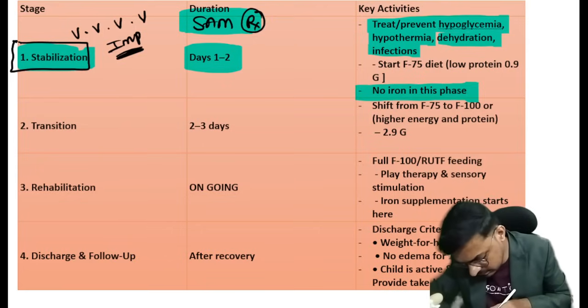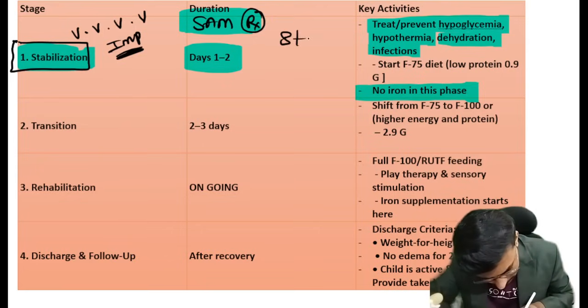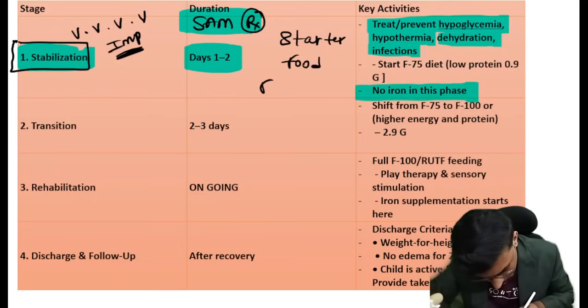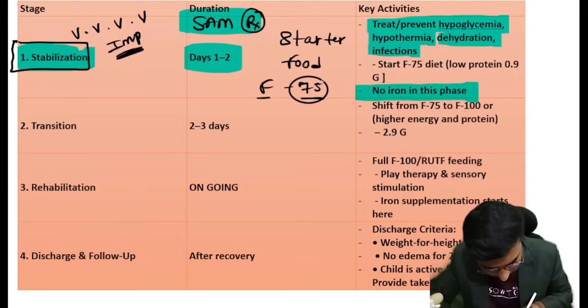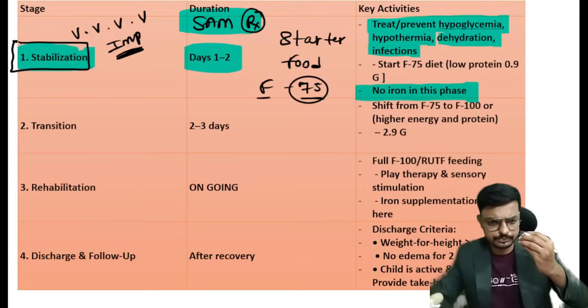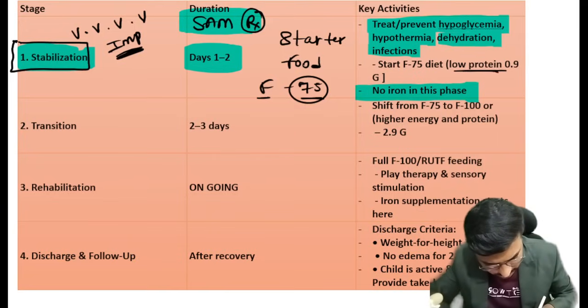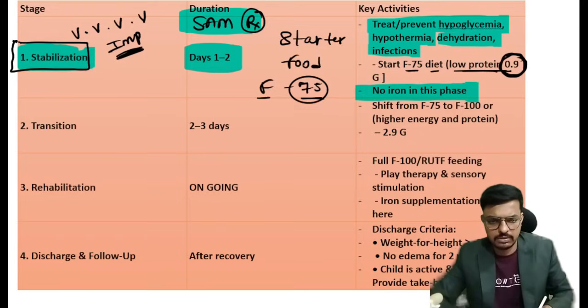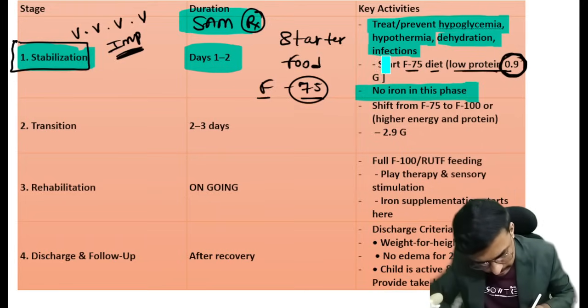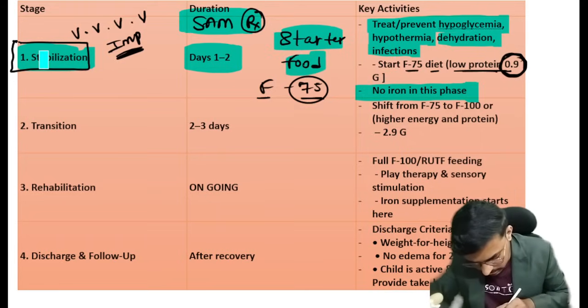And we will give a starter food here. Which food will we give as the starter food? We will give F75. That is the food packet containing 75 kilocalories of energy. It is low protein, so the F75 diet is low in protein. Only 0.9 gram of protein will be there in the F75, the examiner's favorite question. So that's the starter food given in the stabilization phase.